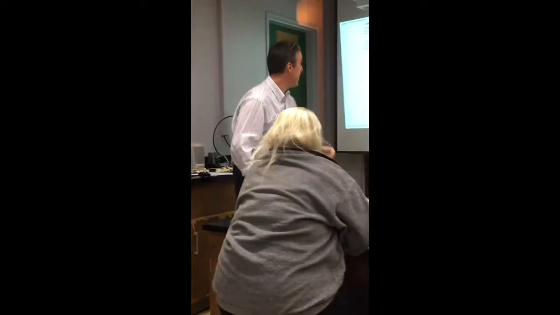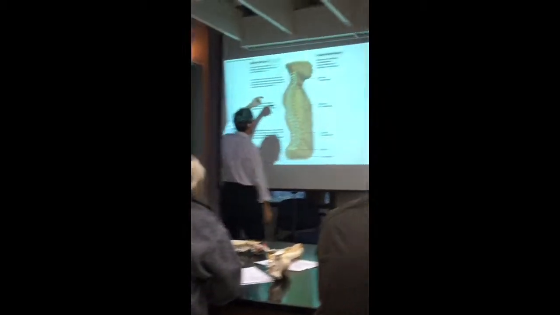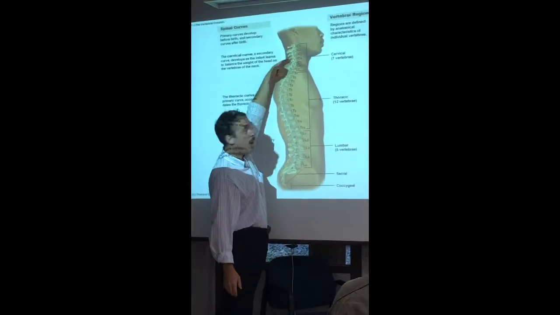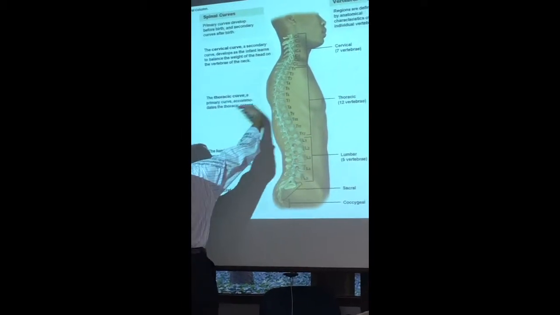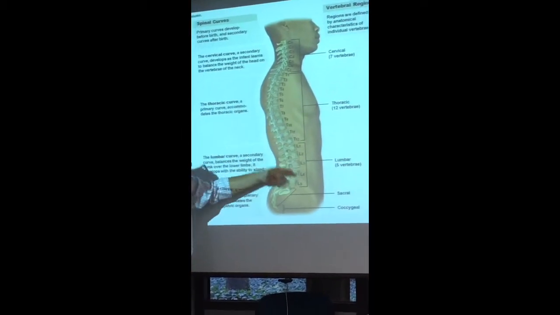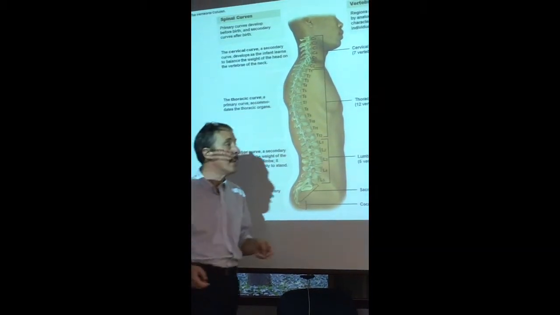So I want to talk to you a little bit about that. Take a look at this guy too. Cervical curve is facing forward. The thoracic curve kind of goes backwards. The lumbar curve is facing forward. So I just want to show you real quick.